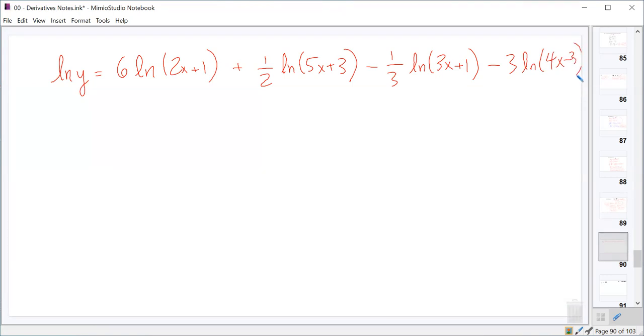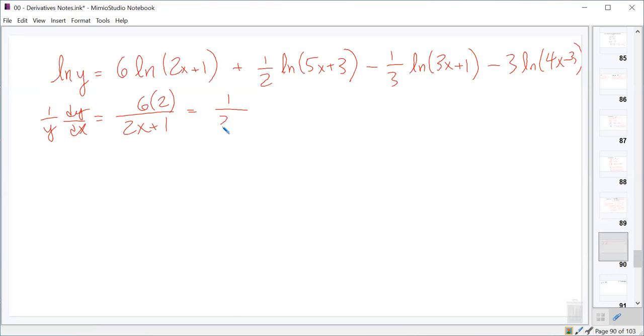And now our derivatives should be pretty easy to deal with here. On the left, we've got 1 over y dy dx. But here, 6 is just a constant now, so it's going to be 6 times the derivative of natural log of u, where u is 2x plus 1. So the derivative of natural log u is 1 over u, and then you multiply by the derivative of u. So the derivative of 2x is just 2.